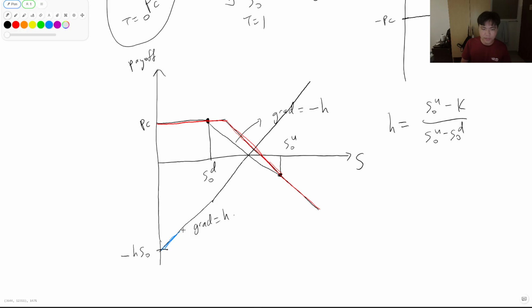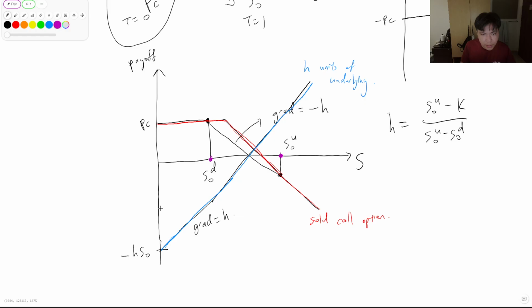So after selling the option, I intentionally went to buy H units of the underlying, right? So this is my sold call option. If I add up these two portfolios, I'm going to get something that is very nice. I'm going to get that it passes through these 2 points.